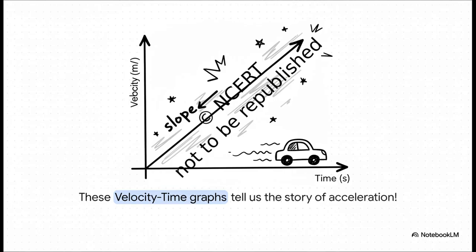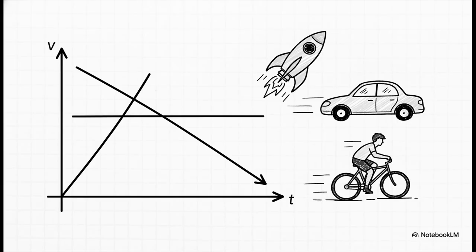One of the best ways to see what's happening is with a velocity-time graph, or a VT graph, just like this one from your textbook. Think of this graph as a picture that tells the whole story of an object's motion. The secret to understanding acceleration is hidden in the slope of the line. If the line is sloping upwards, velocity is increasing, so we have positive acceleration. Vroom! If the line is sloping downwards, velocity is decreasing. The object is slowing down. That's negative acceleration. The brakes are on. And a flat horizontal line means zero acceleration. The object is moving at a constant velocity.